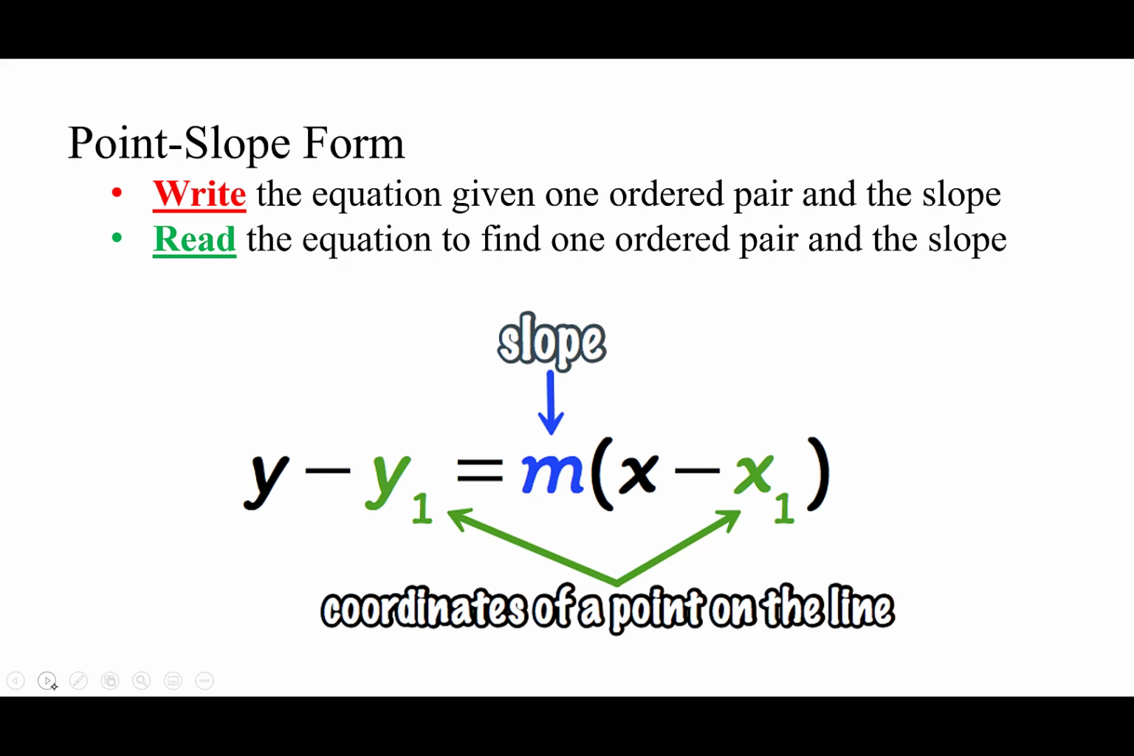It is y minus y1 equals m times x minus x1. I want to point out a few things to you. The y and x in the black ink, those are going to stay as part of the equation, and so are the subtraction signs. The y1 and x1, that's going to be the ordered pair that you are given. And then the slope is going to go right in front of the parentheses x minus x1.